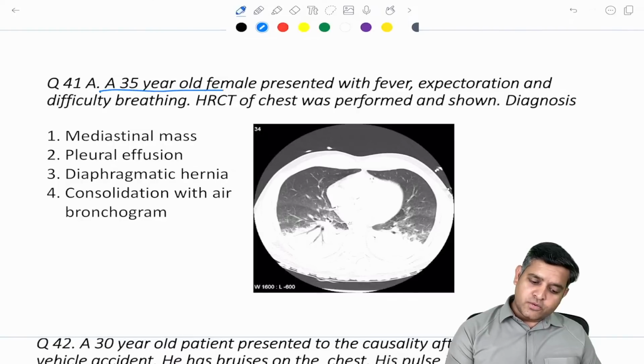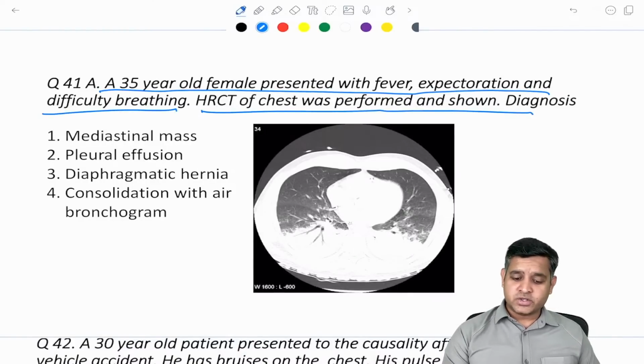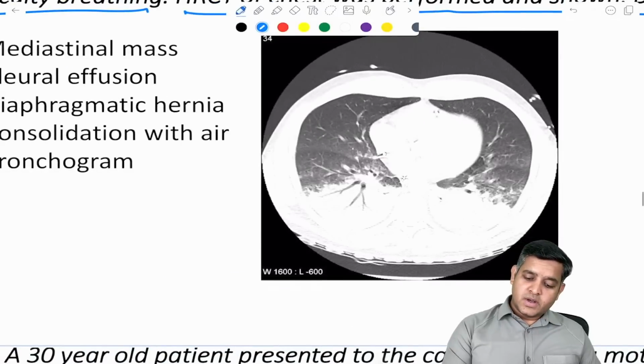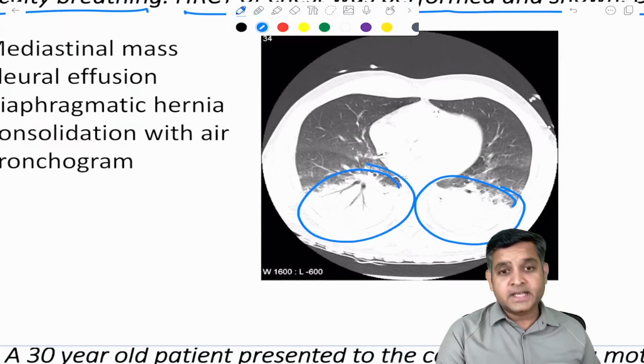A 35-year-old female presented with fever, expectoration and difficulty breathing. HRCT of the chest was performed and shown. What is your diagnosis? What do you see? Area of hyperdensity, right?